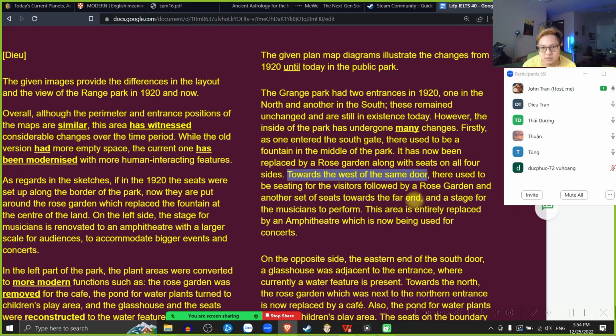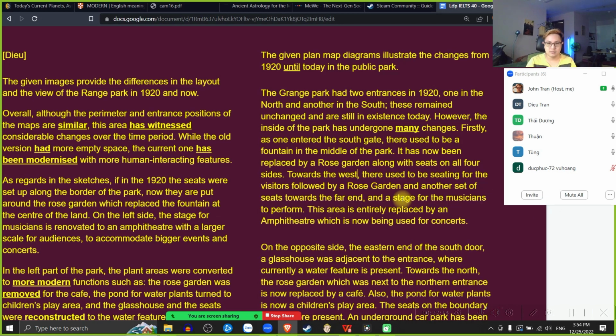Okay, but what do you mean? What do you mean? The question is what you want to say. You mean to the west of the park, you mean? Okay, toward the west.